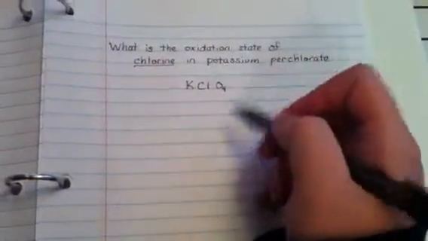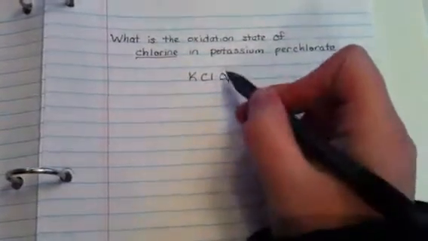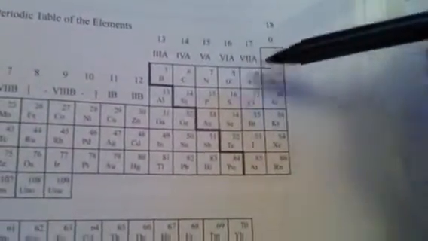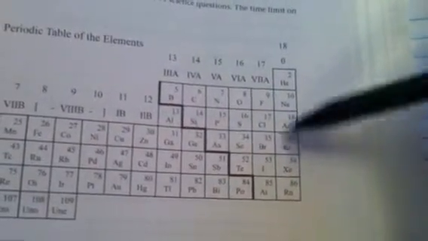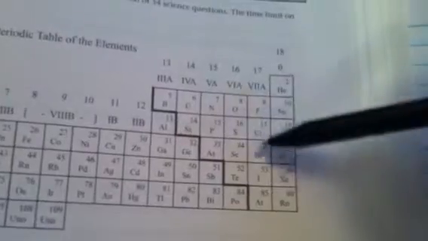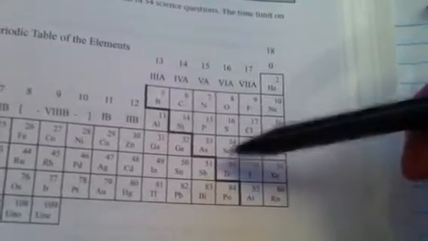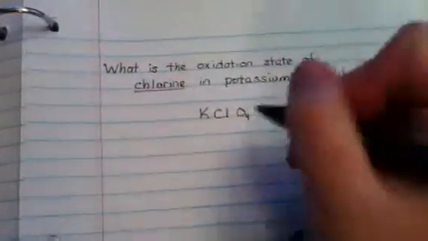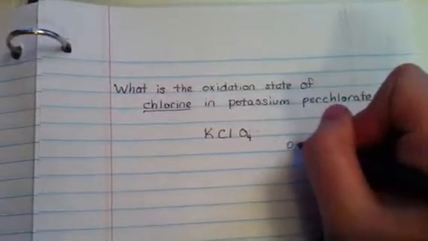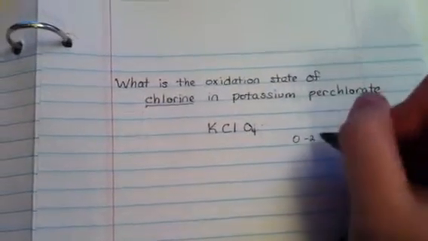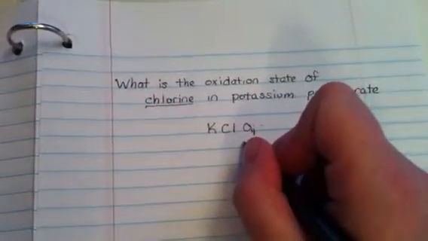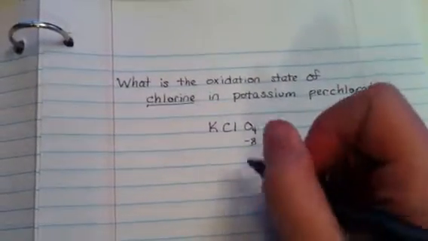So we need to refer to our periodic table to find charges. Let's start with oxygen. If we go to our periodic table, we find oxygen right here. The 18th group here is a 0 charge, the 17th group here is a -1 charge, and oxygen is found here in the 16th group, and it's a -2 charge. So back to our problem. Oxygen has a -2 charge. We have 4 oxygen ions, so 4 times 2 is 8. So in oxygen we have a -8 charge right here.